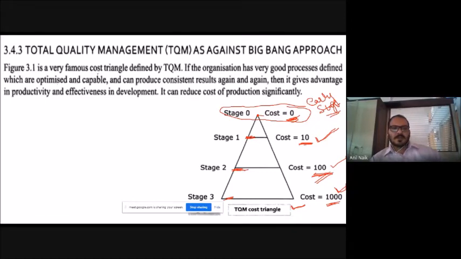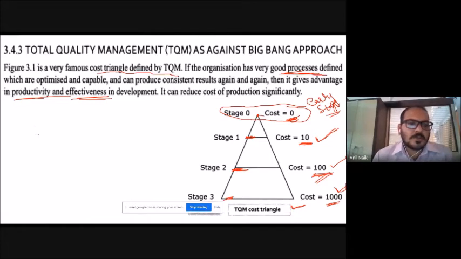It's a famous cost triangle by total quality management. If the organization has very good processes defined, which are optimized and capable and can produce consistent results again and again, then it gives an advantage in productivity and effectiveness in the development.